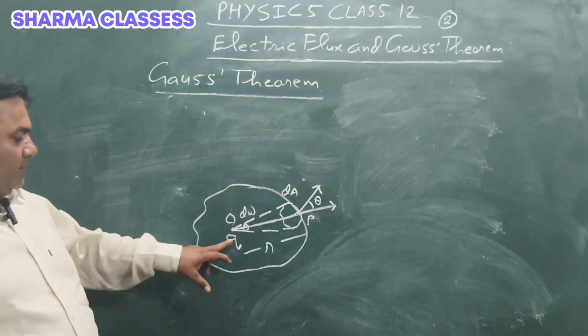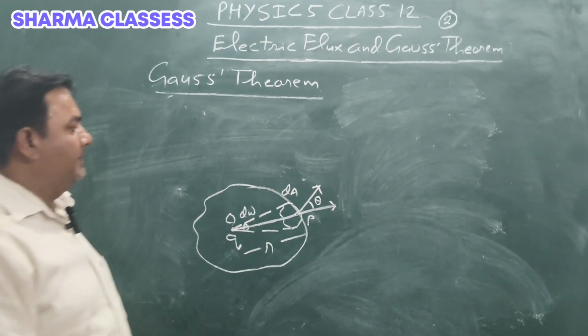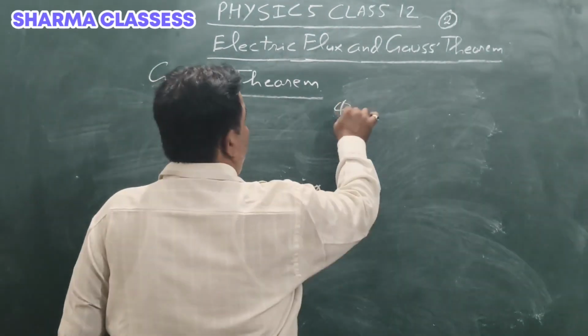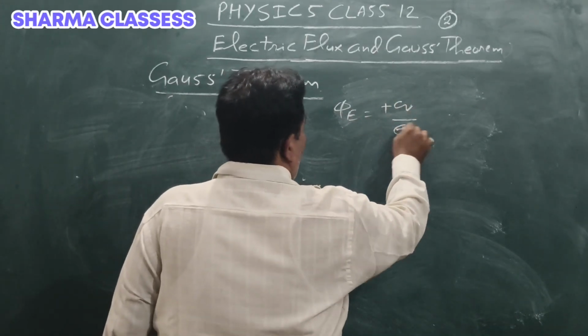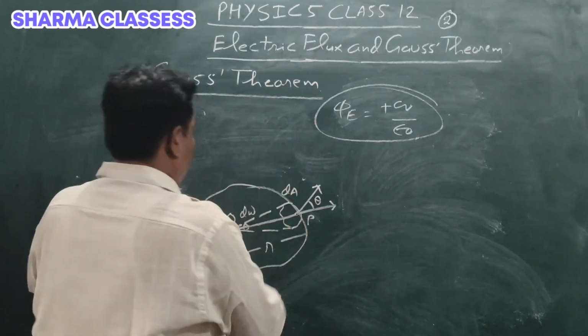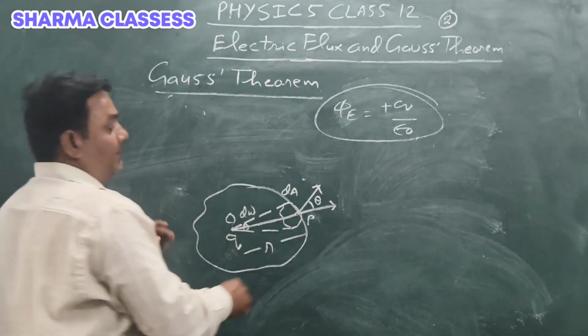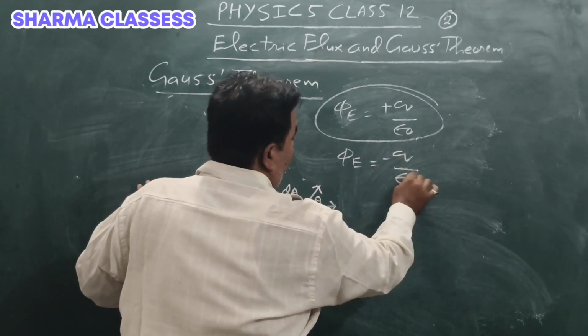When a plus q charge is situated inside the closed surface, the electric lines of force emit from the closed surface. In this condition, the electric flux is positive: phi is equal to plus q upon epsilon naught. And when it is a negative charge, the electric lines of force enter the closed surface. In this condition, the electric flux is negative: phi is equal to minus q upon epsilon naught.